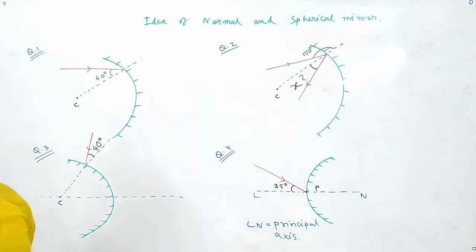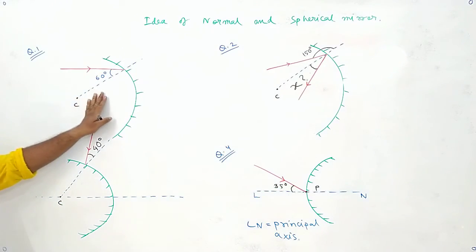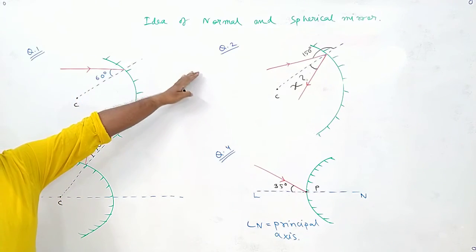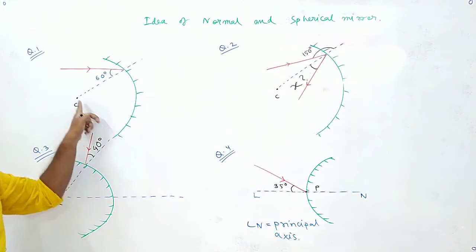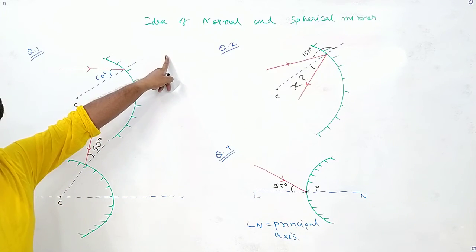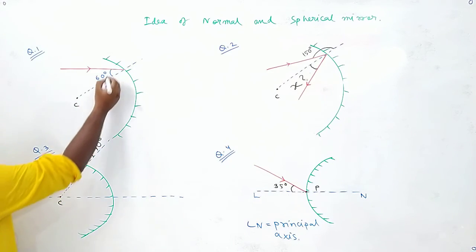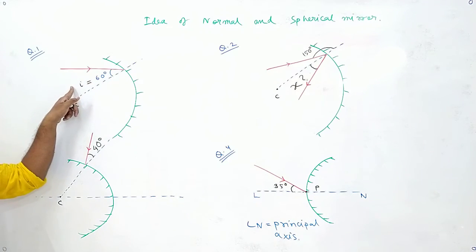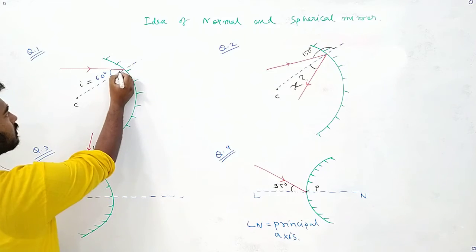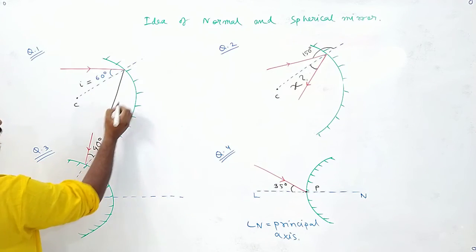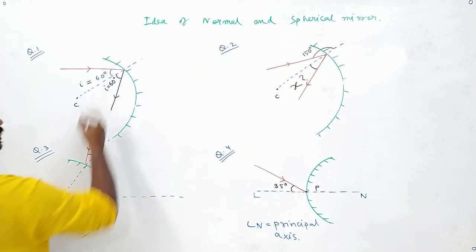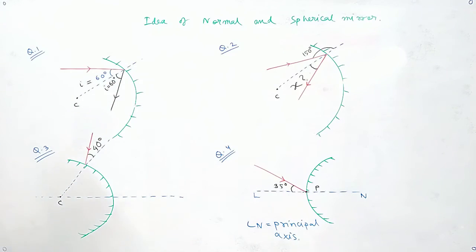So see, in this case we told that any line drawn from the center of curvature will be normal. So the line drawn from C will be normal. So if this is the normal, then angle 60 degree will be equal to angle I. That means it will always reflect at the same angle. So this will be 60 degree. Is the idea clear now? Okay, let us move on to the next part.